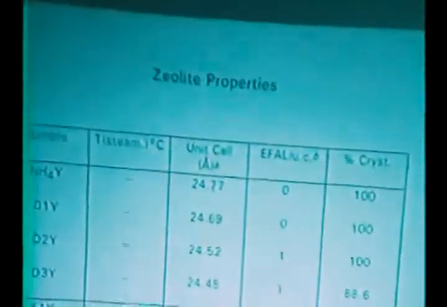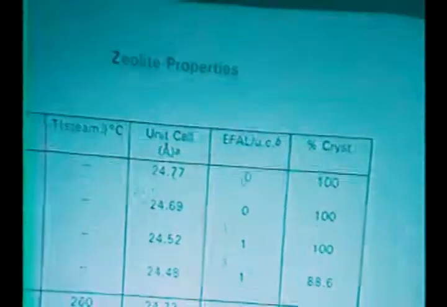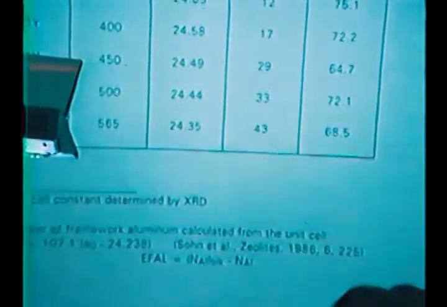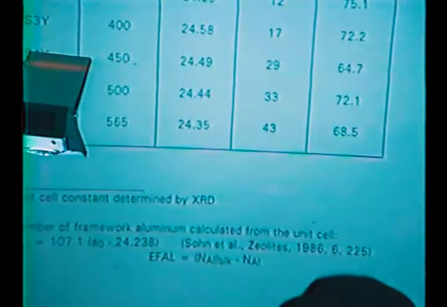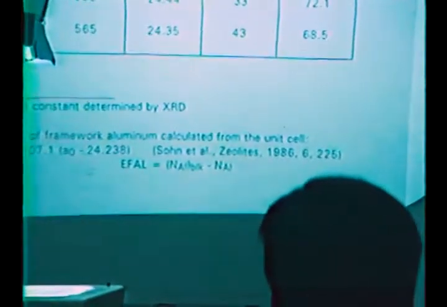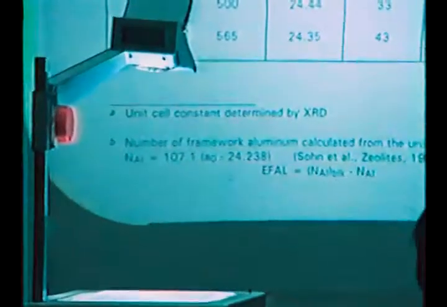And the extra framework aluminum we calculated from the equation proposed by Sohn and co-workers. So it's not by solid state NMR, so it's not a direct measurement, but it is a calculated measurement. But you do see the absence of extra framework aluminum in the first set and the presence and the increase as you go to more severe steaming conditions.